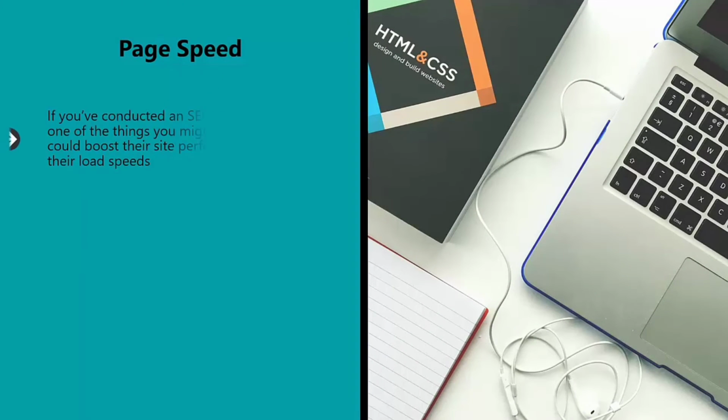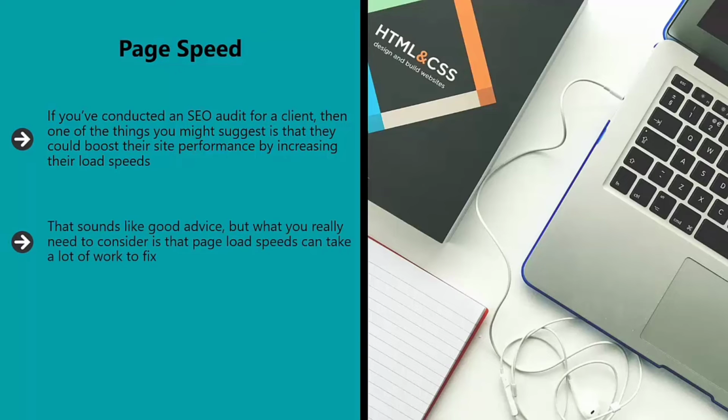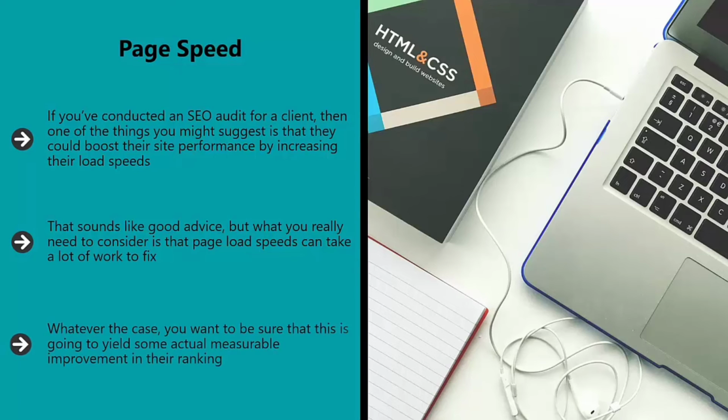Page speed. If you've conducted an SEO audit for a client, then one of the things you might suggest is that they could boost their site performance by increasing their load speeds. That sounds like good advice, but what you really need to consider is that page load speeds can take a lot of work to fix. It might mean compressing images, deleting plugins, or even changing to a different server. Whatever the case, you want to be sure that this is going to yield some actual measurable improvement in their ranking, and that's why it can be a good idea to go to the effort on a few pages first, and then see if everything works.